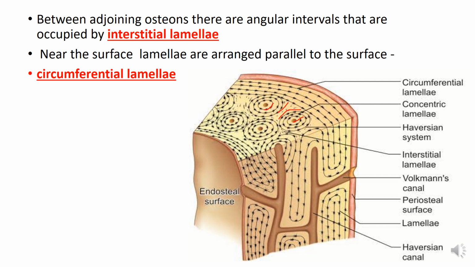Then near the surface, this is the surface, near the surface lamellae are arranged parallel to each other. That is known as circumferential lamellae. So you have concentric lamellae which constitute the osteon. You have interstitial lamellae in between the osteons. Then you have circumferential lamellae parallel to the surface.